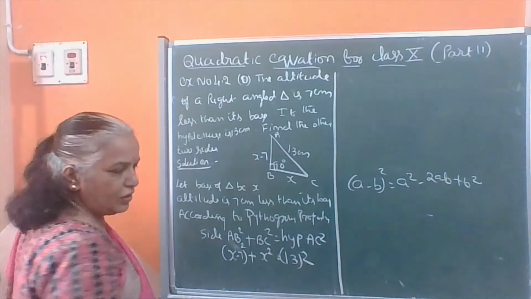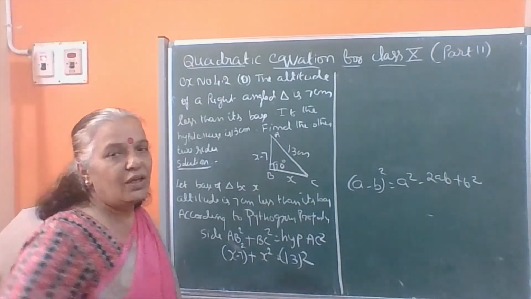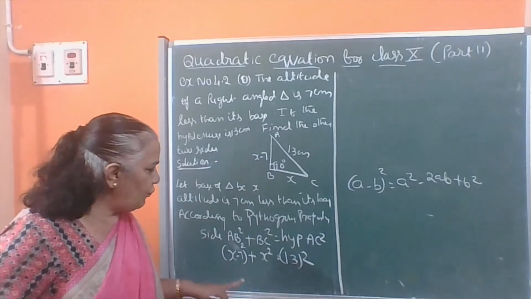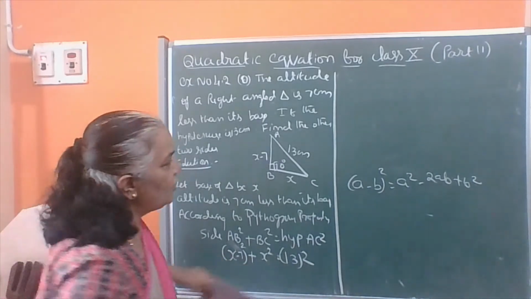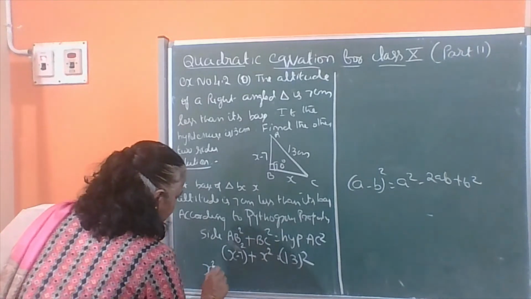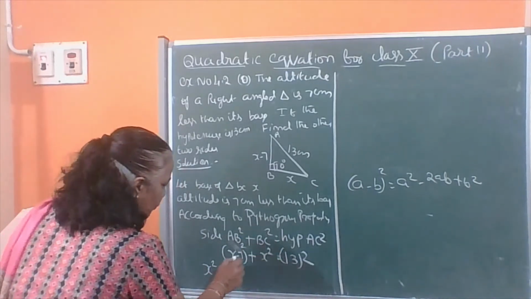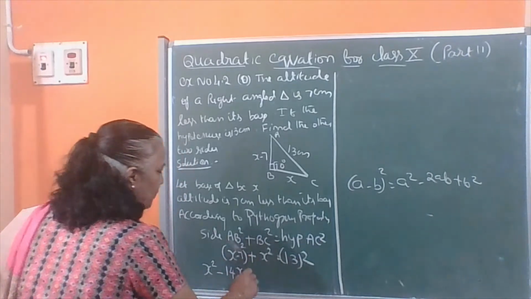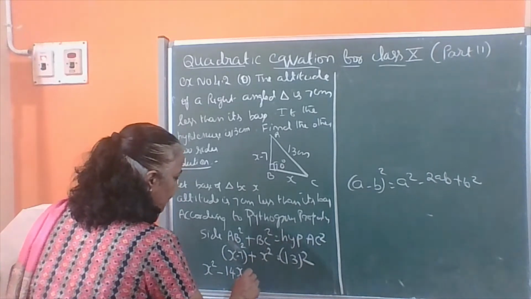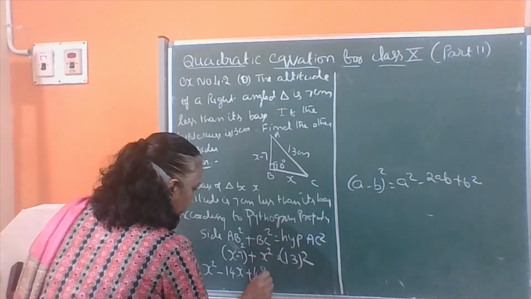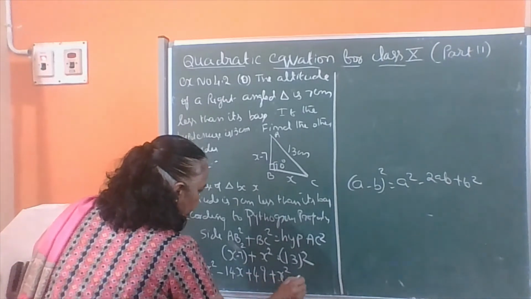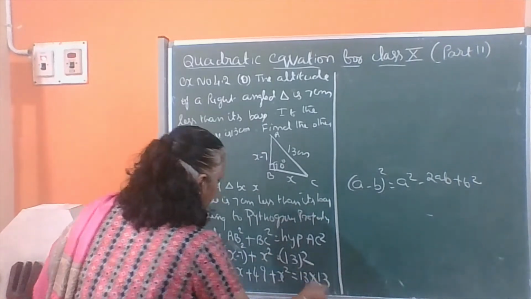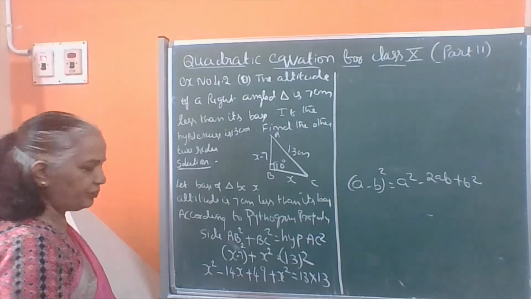This formula you have learnt in 9th standard. You should not forget. Therefore, I am going to use this formula here: x square minus 2ab, 2 into 7 into x, it is 14x, plus b square is 7 square, that is 49, plus x square is equal to 13 into 13, 13 square.